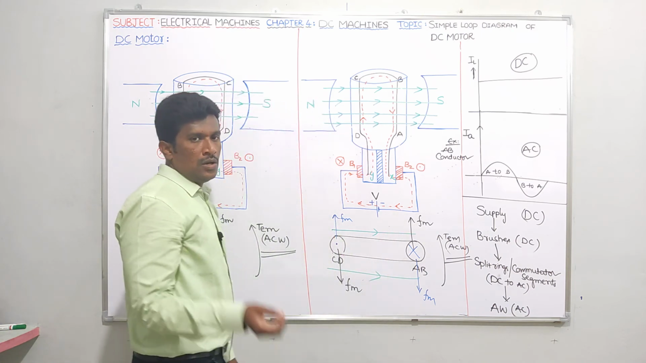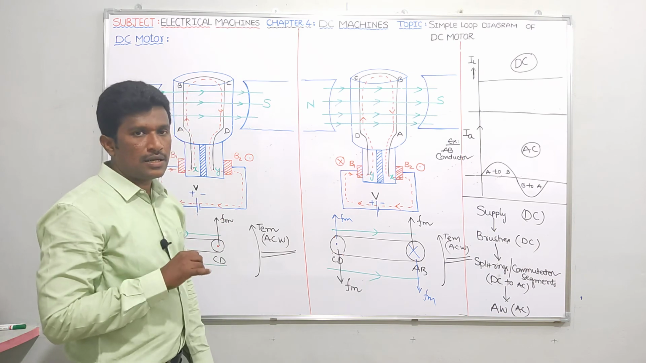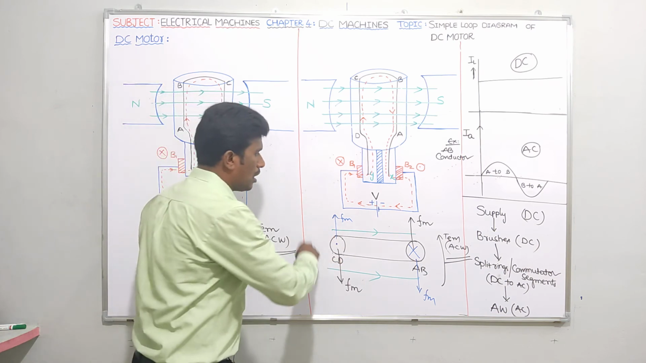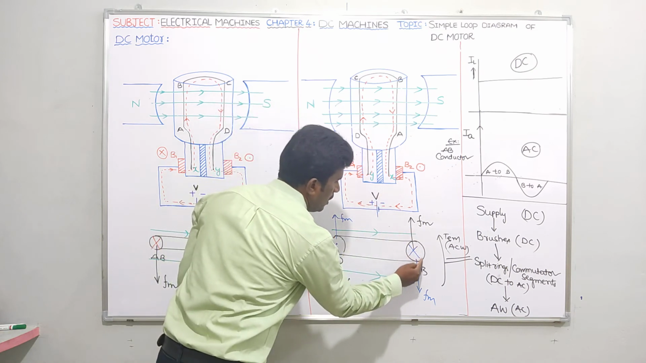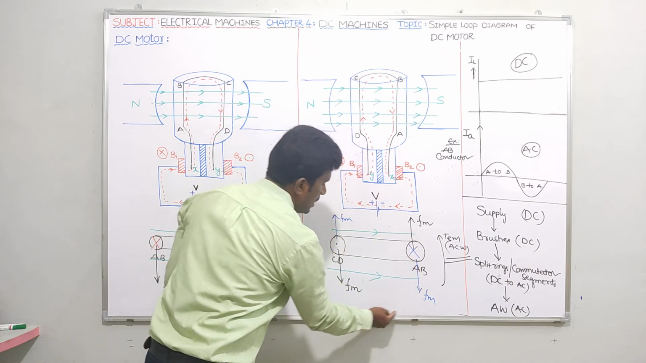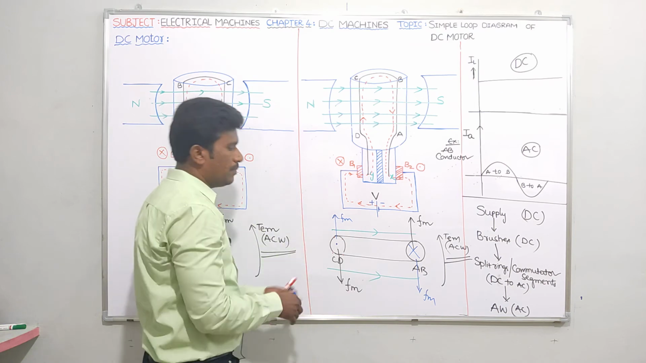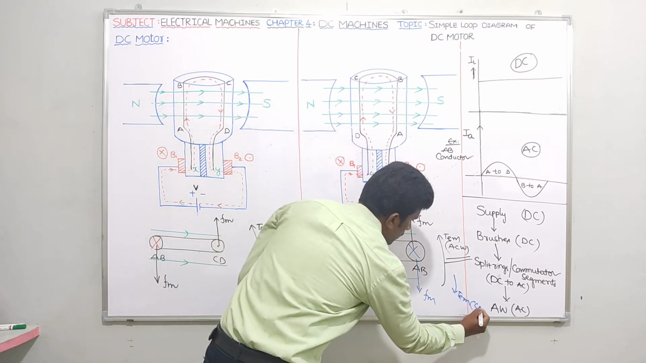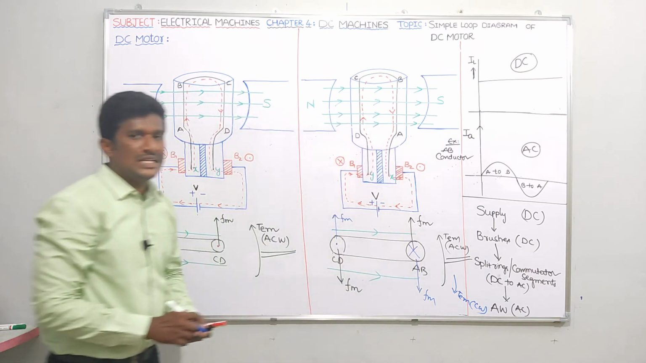For that, what might be the direction of electromagnetic torque? Is it anti-clockwise or clockwise? It's clockwise. See, clockwise. Then only at AB you will get downward direction, and at CD you will get upward direction. That means you will get the torque in which direction? Clockwise direction, which is not desirable.